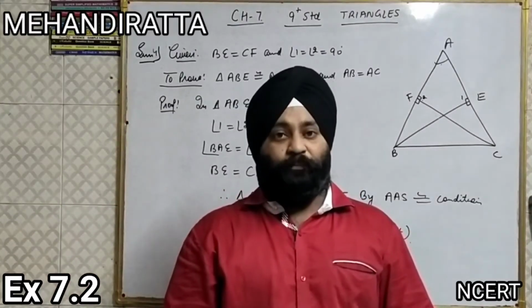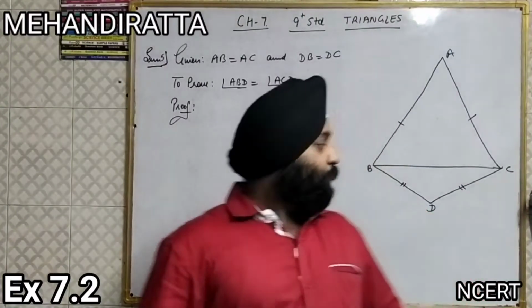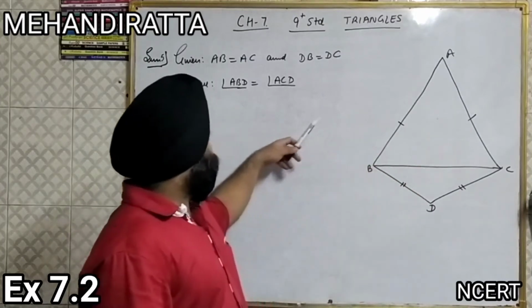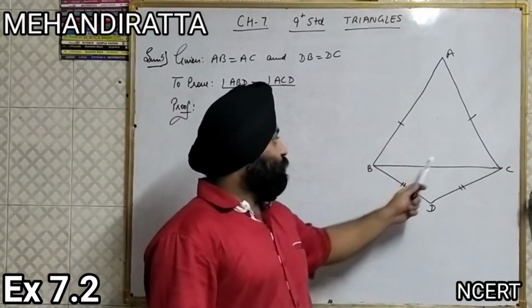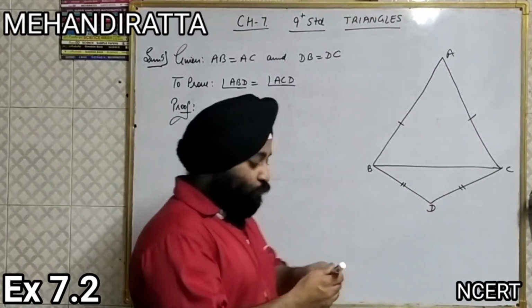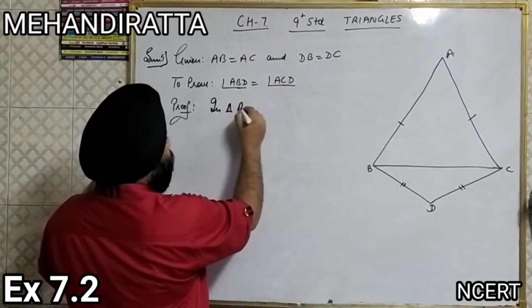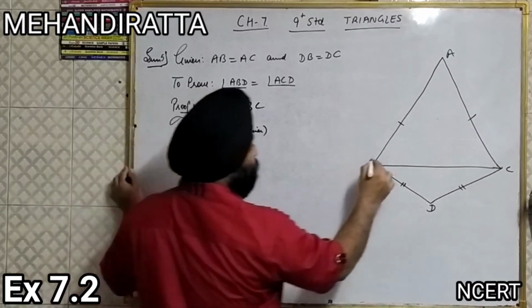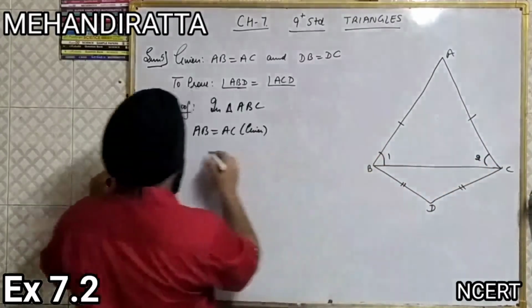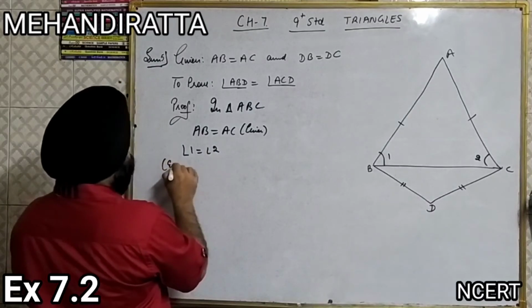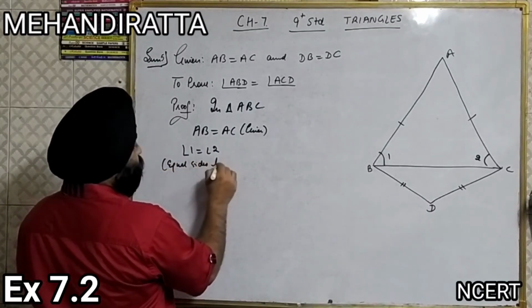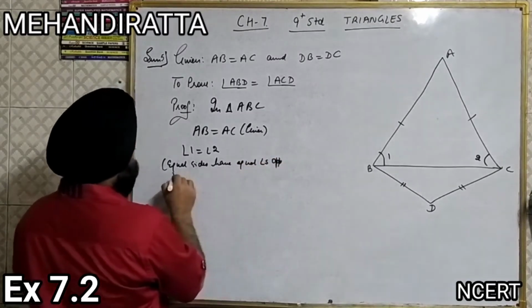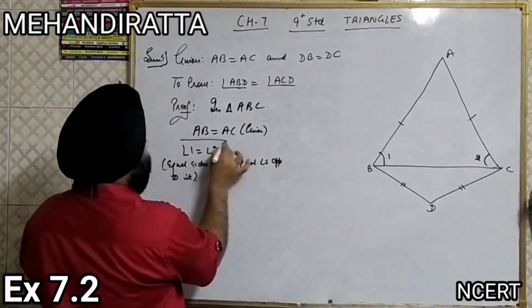Now fifth sum. In the fifth sum, AB equals AC given and DB equals DC given. We have to prove that angle ABD is equal to angle ACD. So in triangle ABC, AB equals AC given, so we can say that angle 1 equals angle 2. Why? Equal sides have equal angles opposite to them. Say this as first equation.